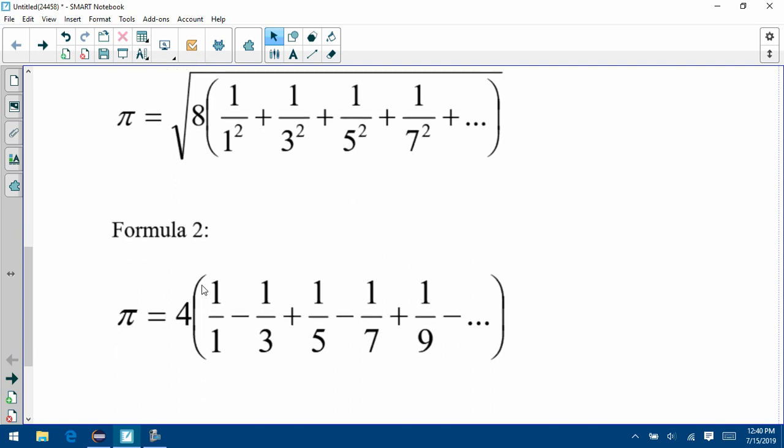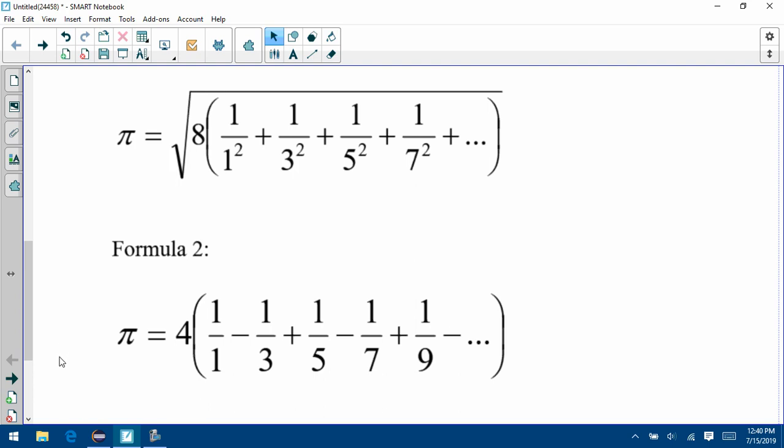Formula 2 does not have a square root. In the parentheses, we've got 1 over 1 minus 1 over 3 plus 1 over 5. So nothing's squared. We're still only using the odd numbers, but we're alternating either adding or subtracting. Minus, etc. It's also a 4 getting multiplied out front. Okay, so when this program is run, well, let me hold off on that. Let's give you some pre-notes first.